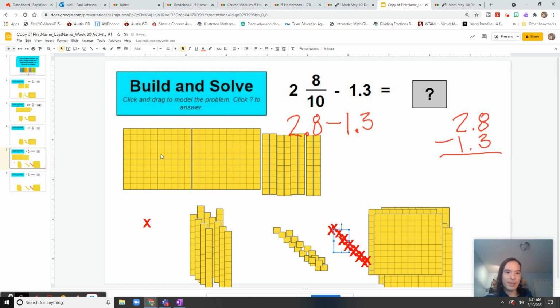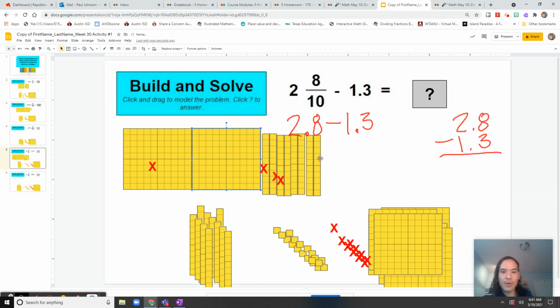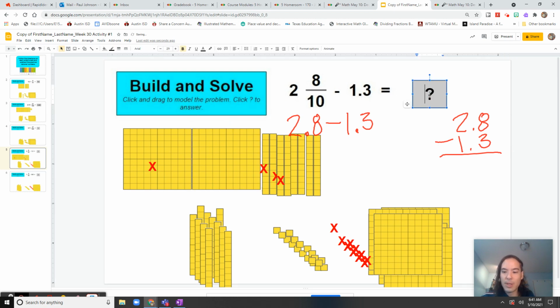Oh, hey, friend. Okay. Put that over there. There's minus 1 whole, and then we need to subtract 3/10. So there's minus 1/10, minus 2/10, minus 3/10. Oh no. Of course, it's not on top. So bring to front. There we go. And scoot it. Okay, so that leaves us with 1, 2, 3, 4, 5/10 left over. So our answer is 1 and 5/10.